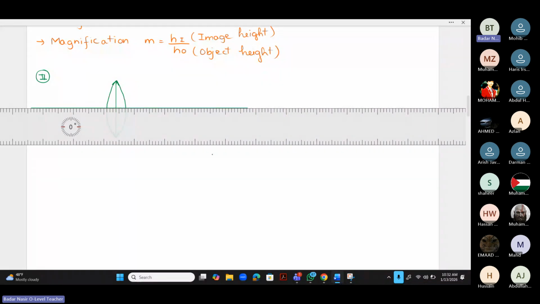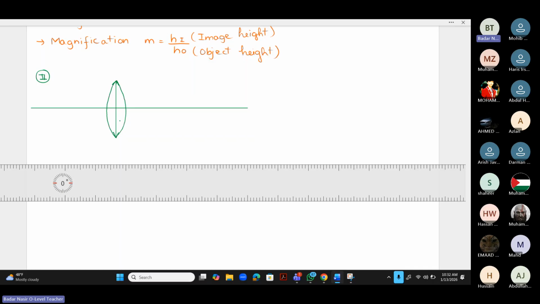This is your principal axis. Okay. This point is the optical center C. Let me mark this as the focal point. But please make sure that on both sides the focal point should be at the same distance. Okay. Now in the first case we placed the object between the focal point and the optical center.